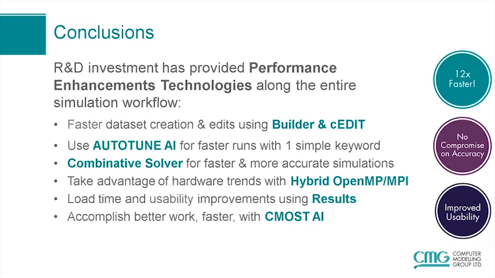Our hybrid OpenMP methodology allows you to parallelize your models across multiple cores, multiple nodes, and allows you access to hundreds and thousands of nodes that are out there in the cloud. So these three work in conjunction once again and give you a combined speed up of up to 12 times in some cases. On the post-processing end, we improve load time and usability with our new results. And finally, CMOS AI encompasses the entire project, improves runtime, improves productivity, and improves your ability to make the right decision. Thank you, Khoi.